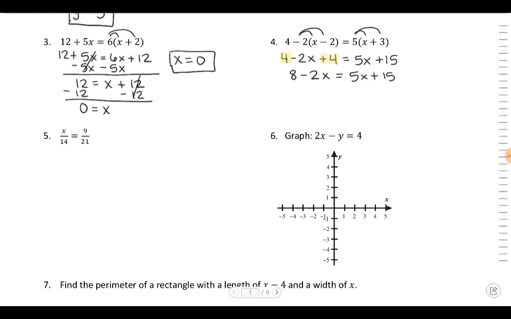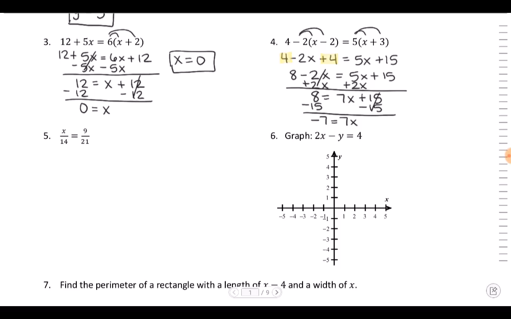And now I have the option to move my variables either to the left or to the right again. And again, I will choose to add my 2x to the other side. That way I can keep my variables positive. So I have 8 equals 7x plus 15. And I will subtract my 15 over to the left-hand side. And this gives me negative 7 equals 7x.